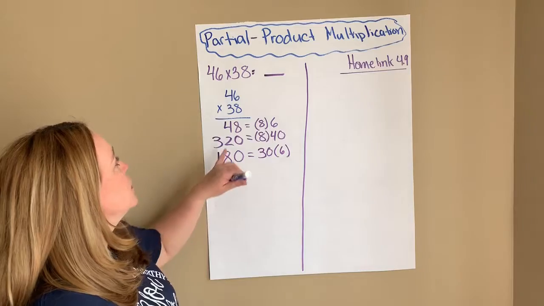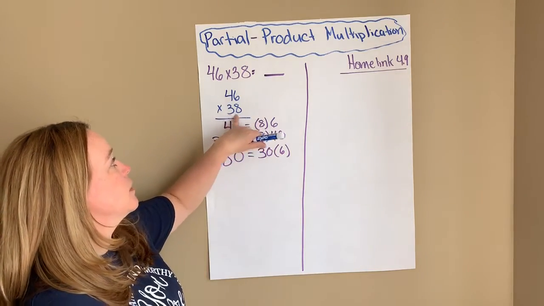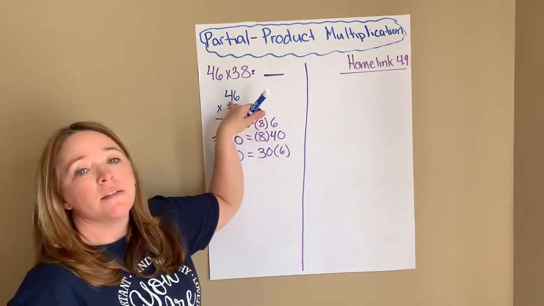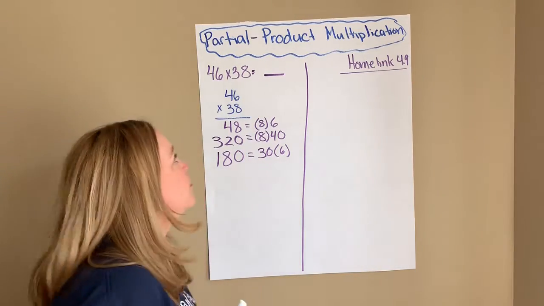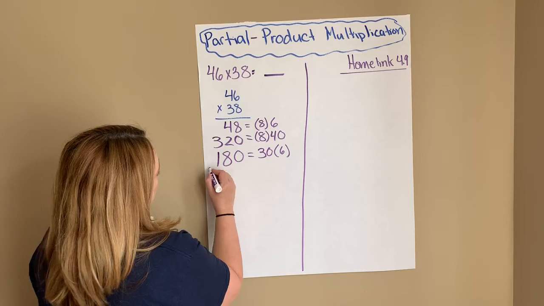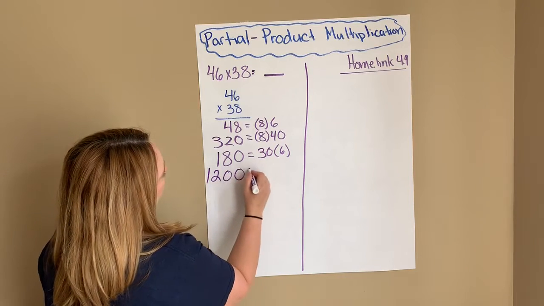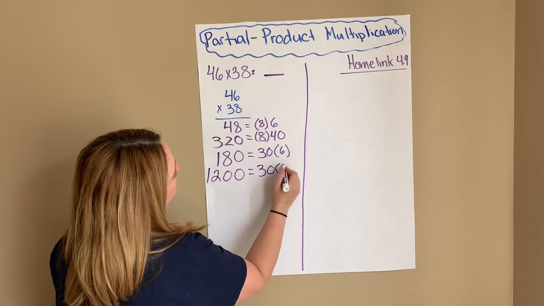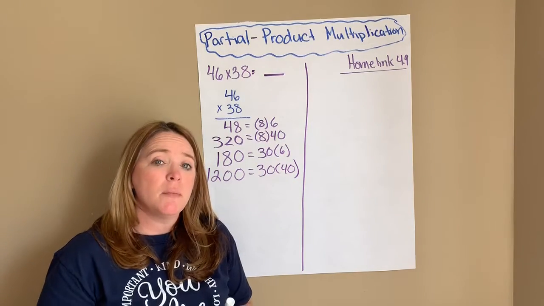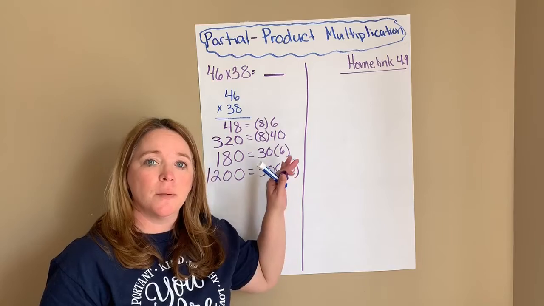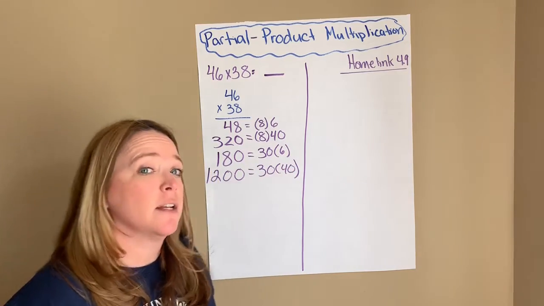And now we're going to go to our last number. We still have 30. Again, this is not just a 4, it's actually a 40 because it's in the tens place. So our problem will be 30 times 40 is 1,200. And that's how I got that answer. Now keep in mind, we're still not done. We have to actually take all of our products and add them up to get our final answer.